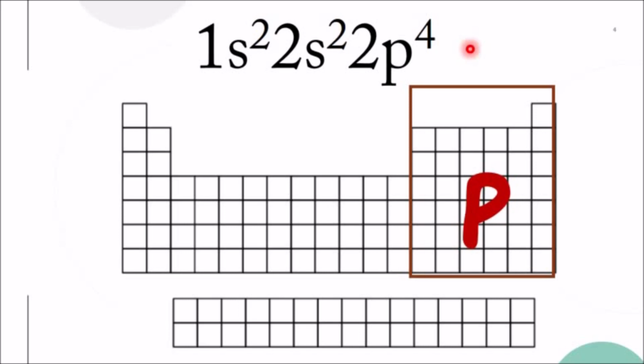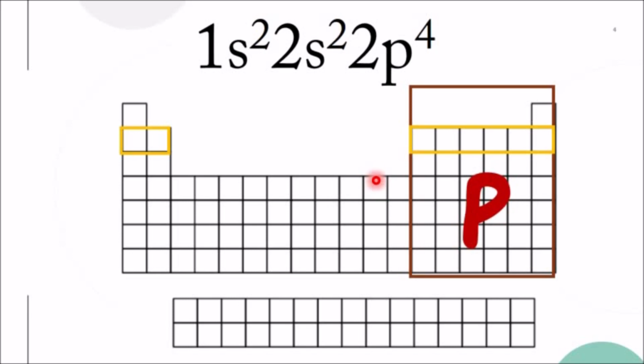Next thing you need to take note of is the coefficient of the last orbital. The coefficient of the last orbital is number 2. The coefficient signifies the period number of the element. Since the coefficient is number 2, it means that this certain element can be found on period number 2. Based from the information that we've gathered, we know now that this certain element can be found on this part of the periodic table and is located at the second period.